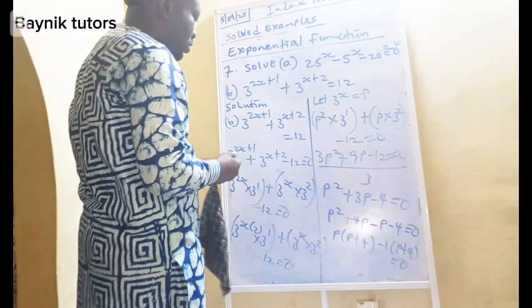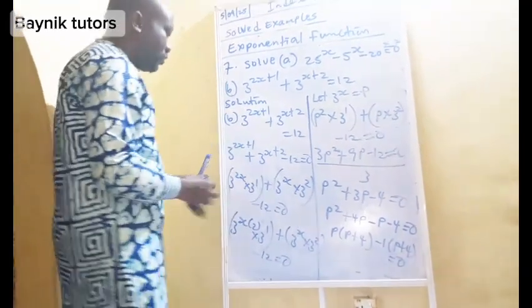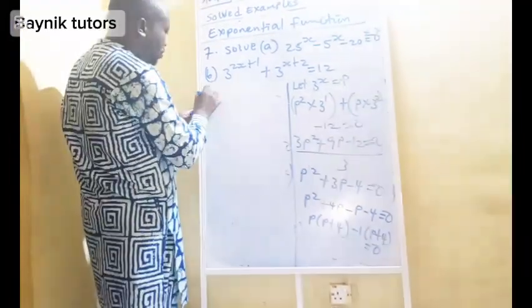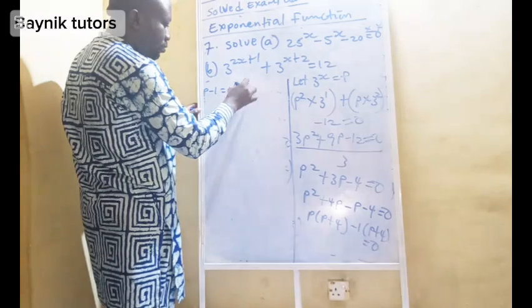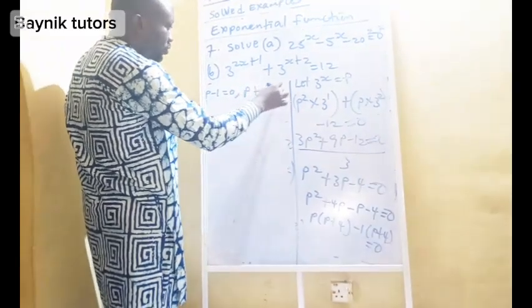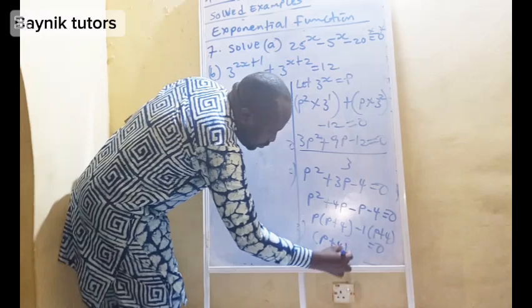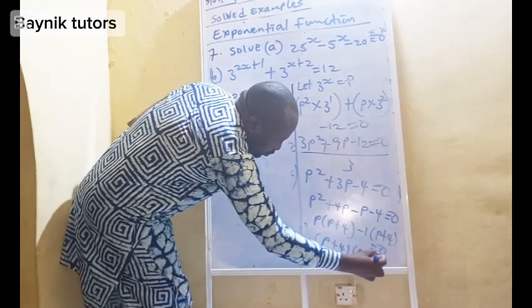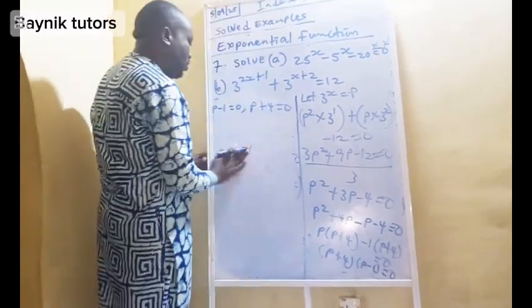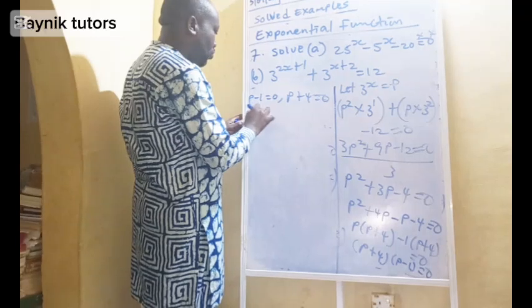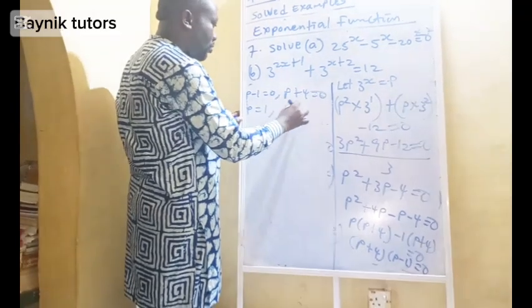So that is what can be factorized out. Here can be p plus 4 times p minus 1 is equal to 0. So p plus 4 is equal to 0, and p minus 1 is equal to 0. So from here, we can now say p is equal to 1 and p is equal to minus 4.